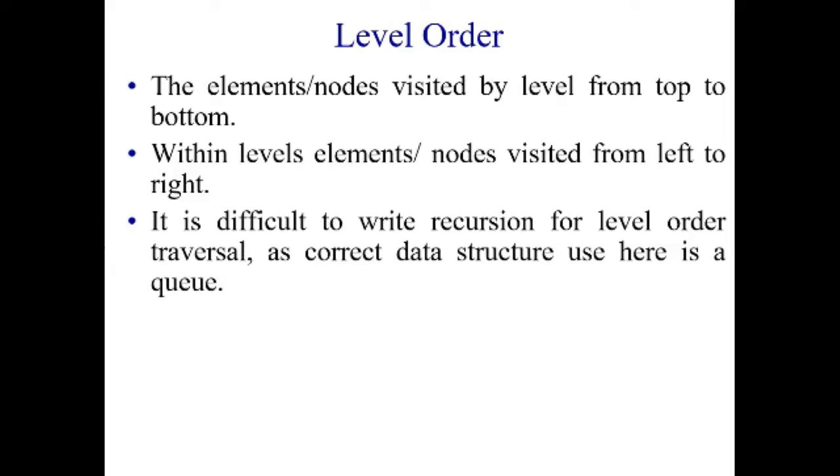You have to traverse level by level, and within the levels, elements or nodes are visited from left to right. That's what the second point says. It is difficult to write recursion for level order traversal, as I mentioned previously, so we cannot use recursion here. The correct data structure we use here is what? The queue data structure. We use a queue to perform the level order traversal.